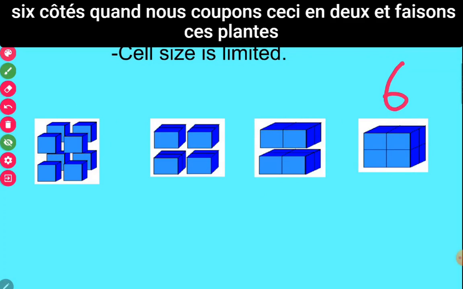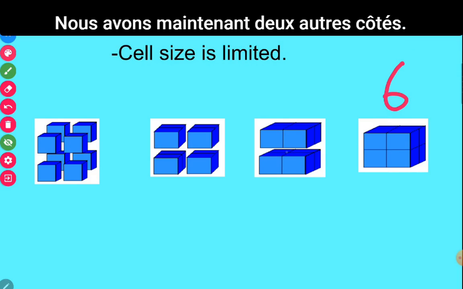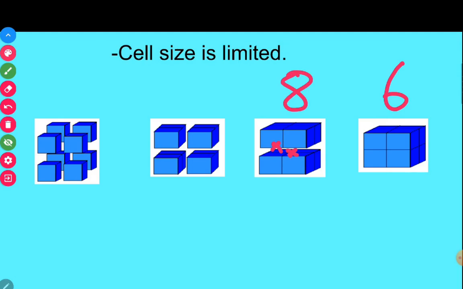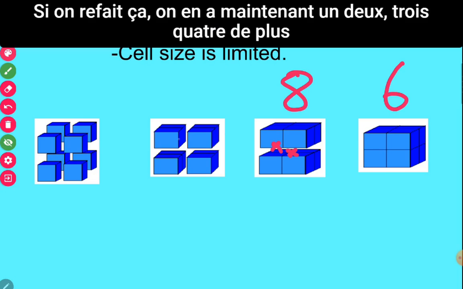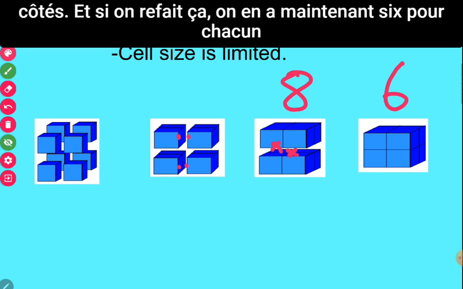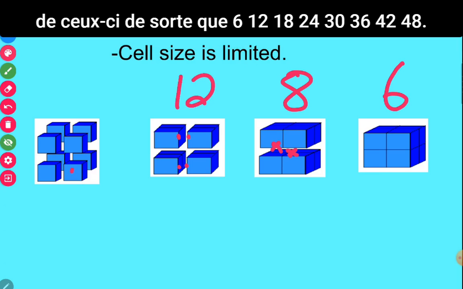6 sides. When we cut this in half and make these plant cells smaller, we now have 1, 2 more sides. If we do that again, we now have 1, 2, 3, 4 more sides. And if we do that again, we now have 6 for each of these. So that's 6, 12, 18, 24, 30, 36, 42, 48.